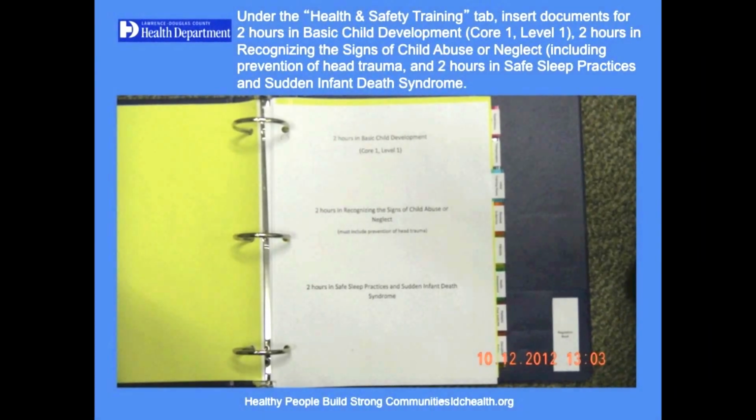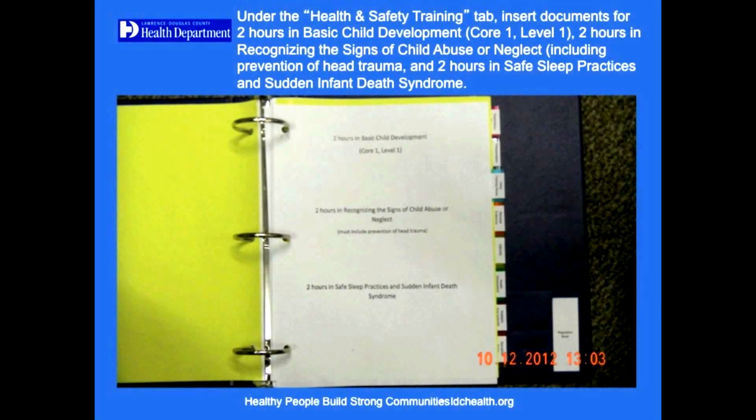Under the Health and Safety Training tab, insert documents for 2 hours in Basic Child Development, Core 1 Level 1, 2 hours in Recognizing the Signs of Child Abuse or Neglect, including prevention of head trauma, and 2 hours in Safe Sleep Practices and Sudden Infant Death Syndrome.